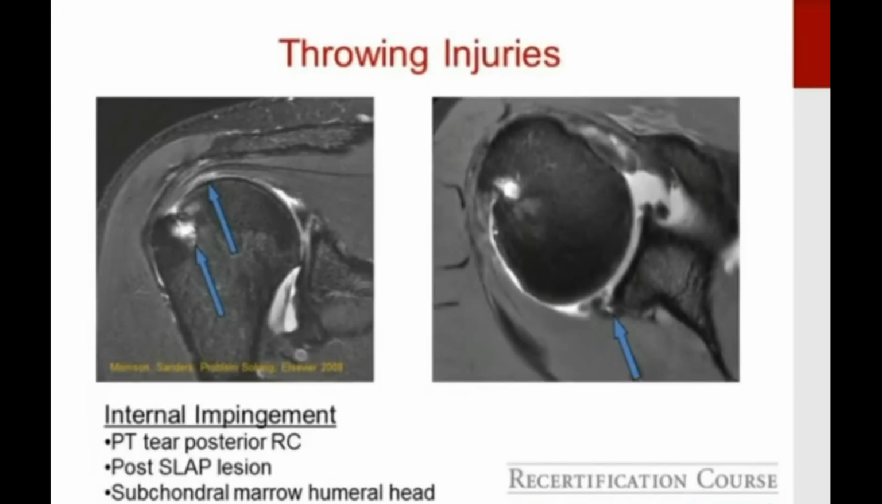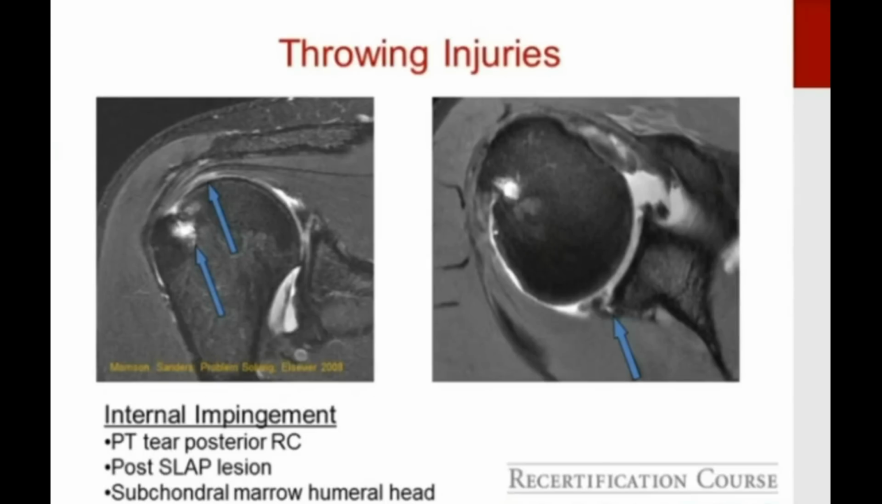A throwing injury is another classic injury pattern that you should be familiar with. In these overhead athletes, usually adolescent or young adults, we see abnormal changes of the posterior aspect of the rotator cuff. We can see tendinosis.